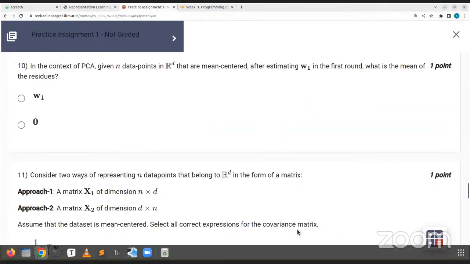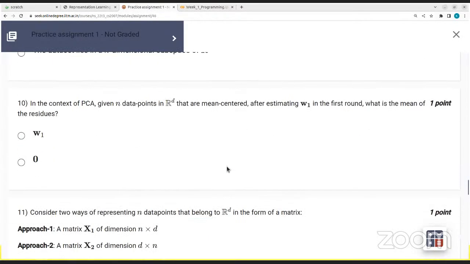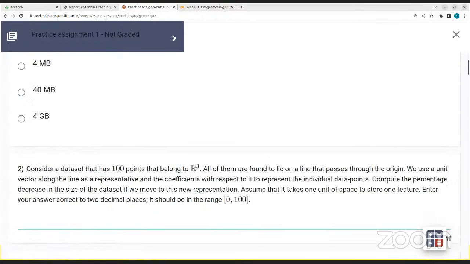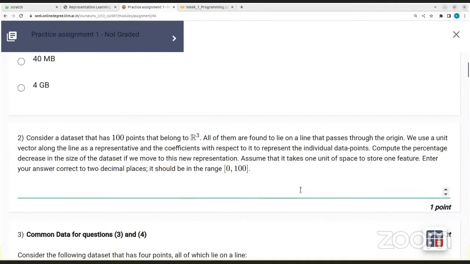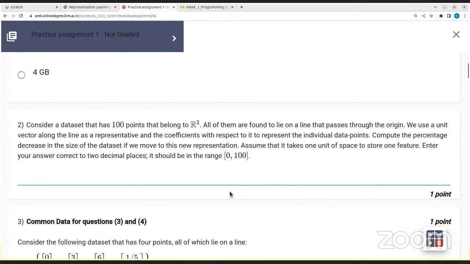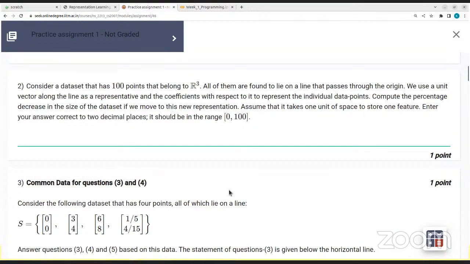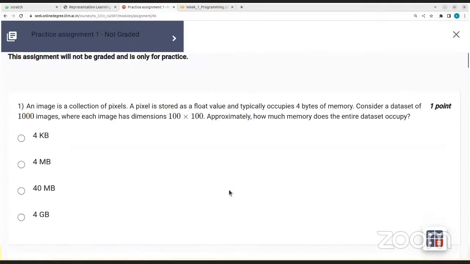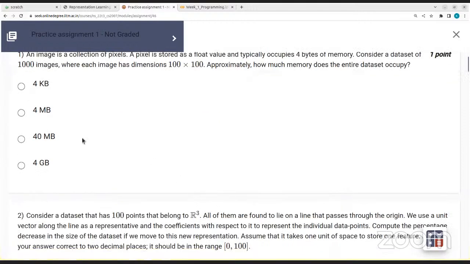Okay, so coming back to this practice assignment. What questions or problems do you have? Does anyone have any questions? Question 1 and 2. Did you look at the solution? Was that clear or not clear?